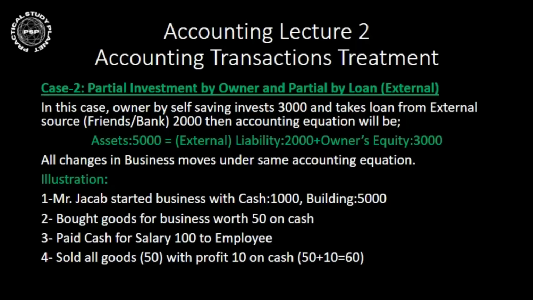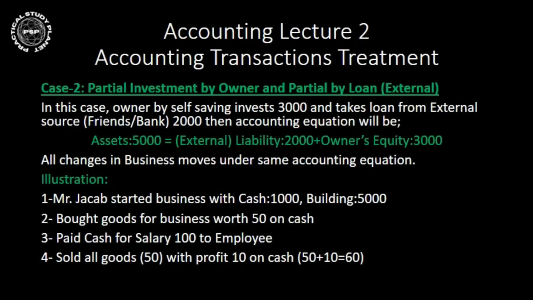Now case 2: partial investment by the owner and partial by an external loan. In this case, maybe the owner has a shortage of funds and takes a loan from an outsider, maybe a bank. The owner invests 3,000 from his own savings and takes a loan of 2,000 from an external source, a friend or bank. Then the accounting equation will be: assets of the business 5,000, external liability 2,000, and owner's equity, self-invested, 3,000. The total is the same, 5,000. All changes in the business move under the same accounting equation.